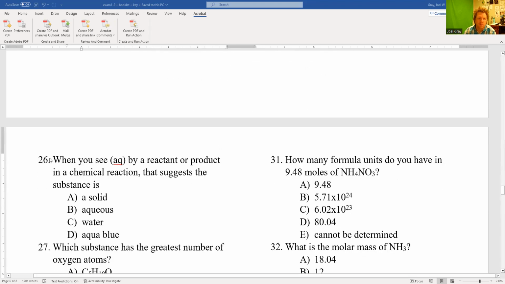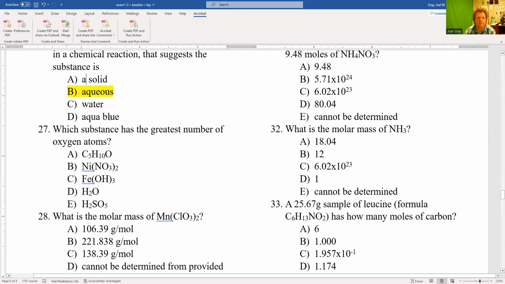So the first question reads, when you see AQ by a reactant or product in a chemical reaction, that suggests this substance is A, a solid, B, aqueous, C, water, or D, aqua blue. Now, the only two options on here that have a symbol associated with them is a solid and an aqueous substance. AQ is what is designated for aqueous, and S in parentheses is for a solid.